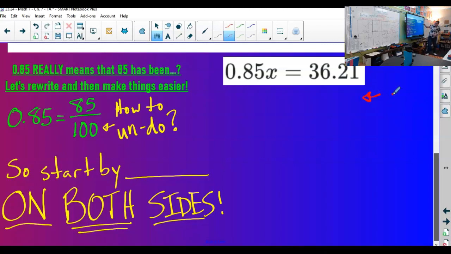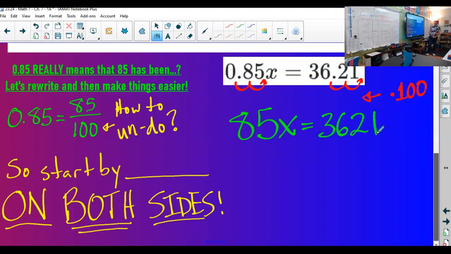If you think about us doing times 100 on both sides, times 10 bumps us over once, times 100 bumps us over twice, and the new numbers that we have are a whole lot easier to work with. It's 85x equals what? Take a moment, do it on your paper. 3,621. And what's easier to work with, whole numbers or decimals? I think whole numbers. If you really want to work with decimals, you can. Up to you, but I don't really like decimals as much.